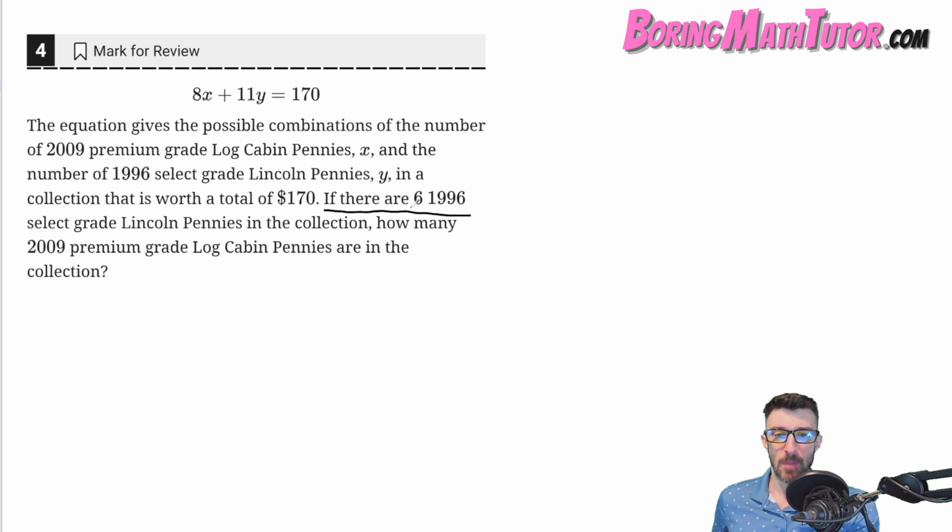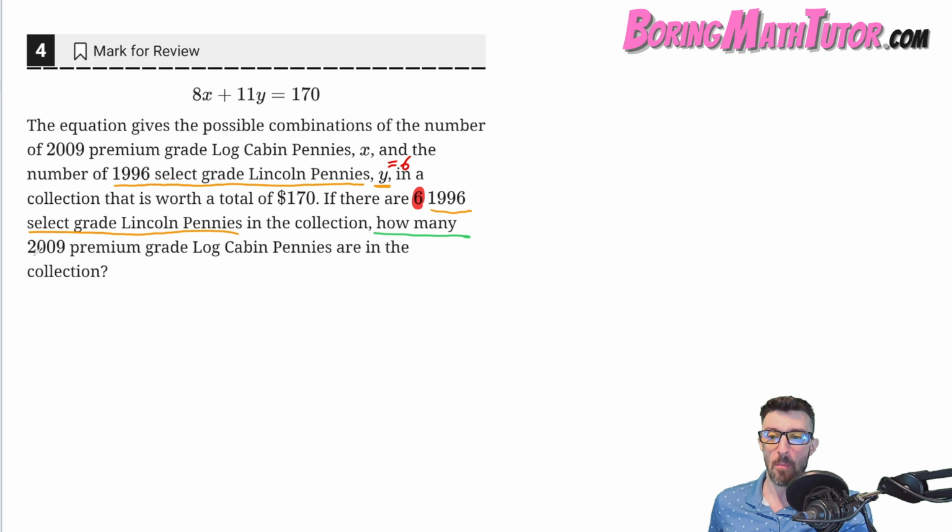Good strategy. If there are 6 1996 select grade Lincoln pennies in the collection. Okay, so 1996 select grade Lincoln pennies is our Y. So when they say there are 6 of those, they're telling us that Y equals 6. Then what are they asking for?